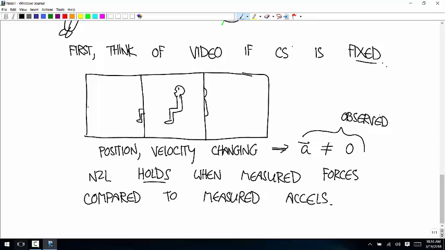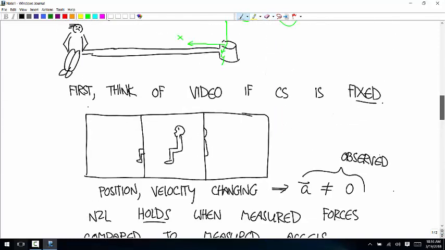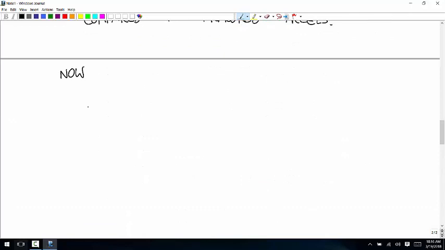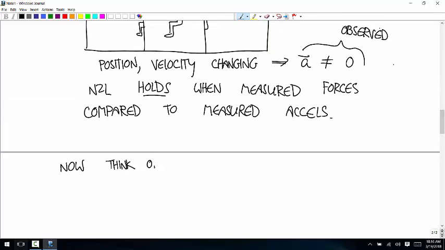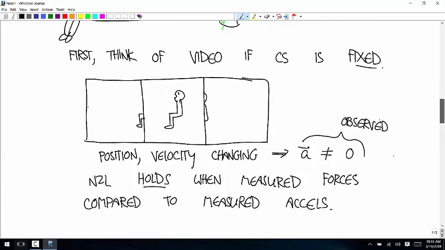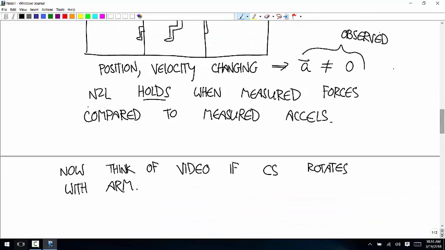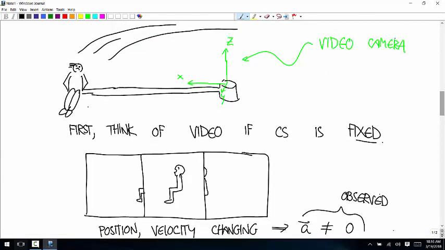Okay, but now think of a video where the coordinate system is rotating with the person. So if the coordinate system rotates with the arm, then as the person goes around, the x-axis is always looking at the person.